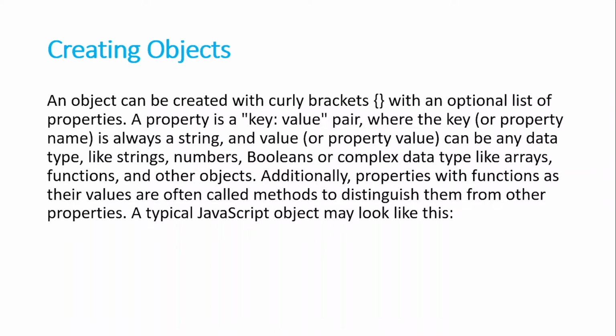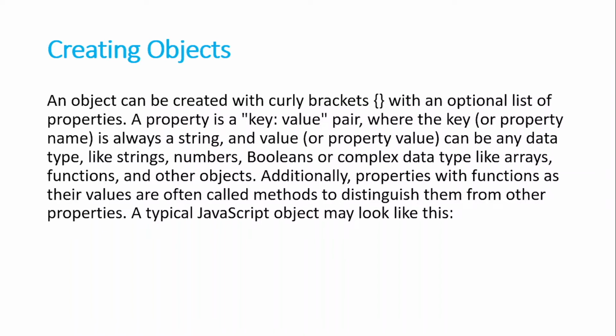Then we also have the property value. The value can be of any data type, like strings, numbers, booleans, or complex data types like arrays, functions, and other objects. Additionally, properties with functions as their values are often called methods. If we assign a function as the value of a property, that property is called a method, not a normal property. This is used to distinguish them from the other properties.